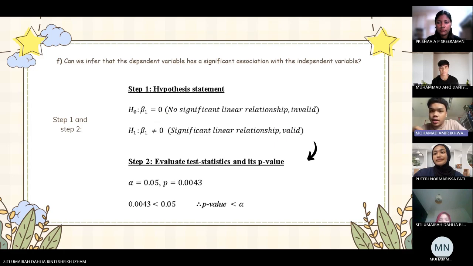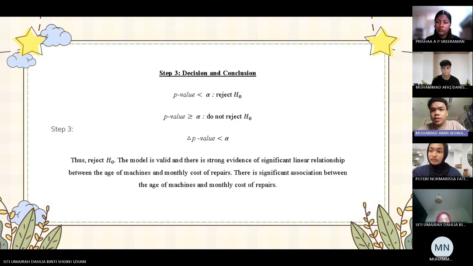Thank you, Marisa. So I'm going to present the F and G. For the first question, can we infer that the dependent variable has a significant association with the independent variable? In completing this calculation, we have three steps to complete the answer. For the first step, we should find the hypothesis statement. So here H0: beta 1 equals 0, which is no significant linear relationship. And the second one is H1: B1 not equal to 0, which is a significant linear relationship.